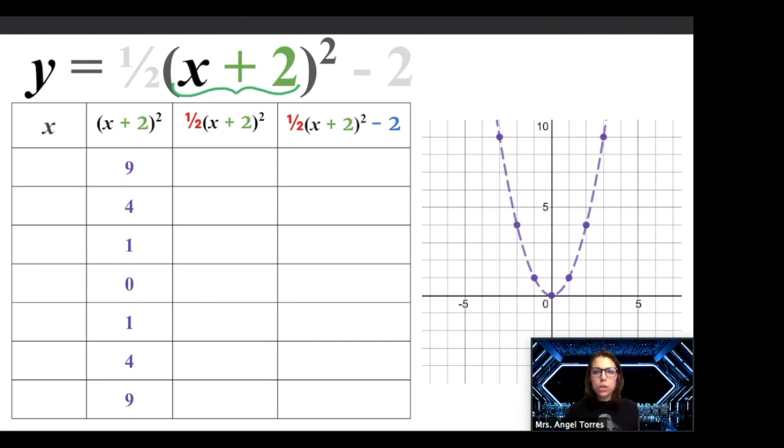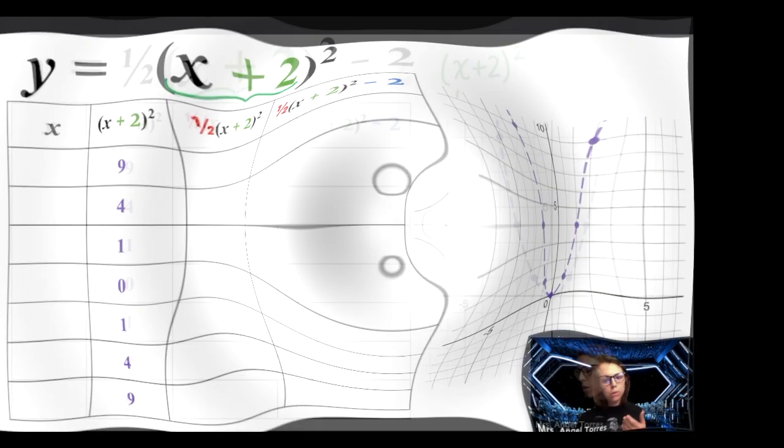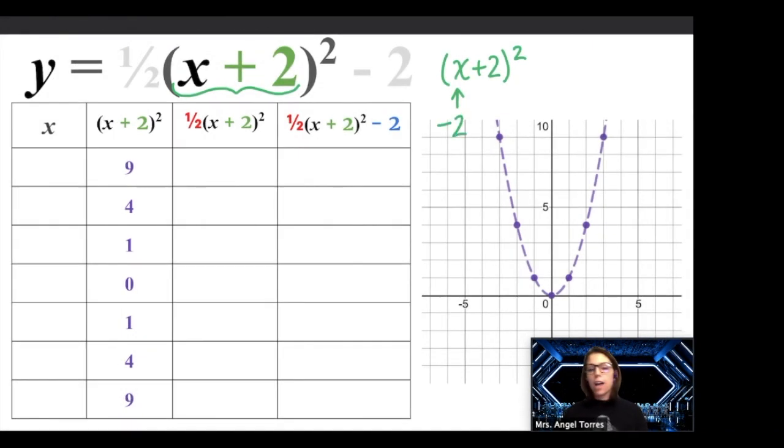What plus 2 gives us an output of 0? That would be the output of -2. So when I plug in -2 to my function, -2 plus 2 is 0. 0 squared gives us that unique point. So already I can predict that my graph is going to shift to the left. That's not where my vertex is going to end up because we have additional transformations to complete.